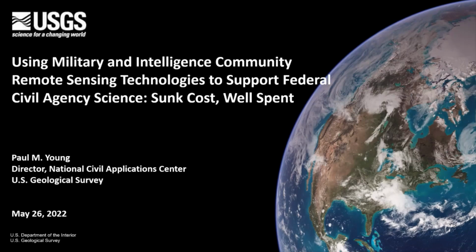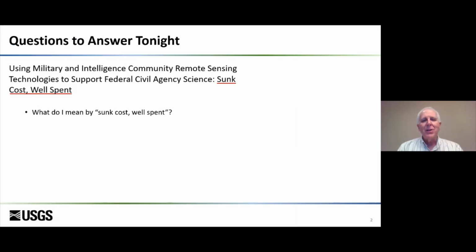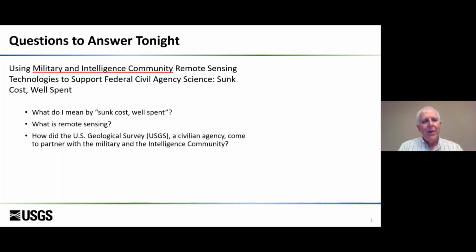I organized this presentation around my title. I have a rather long, wordy title, so let's break it down, and this will serve as a bit of an outline for tonight's presentation. First of all, I'm going to answer the question: what do I mean by sunk cost well spent within the context of this topic? And then next, I'm going to answer what is remote sensing. Now, if you have been to other USGS public lectures, you perhaps have come across remote sensing in other presentations that mentioned it, but I want to make sure that everybody is up to speed on that topic.